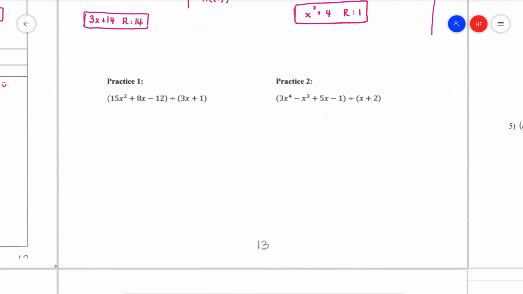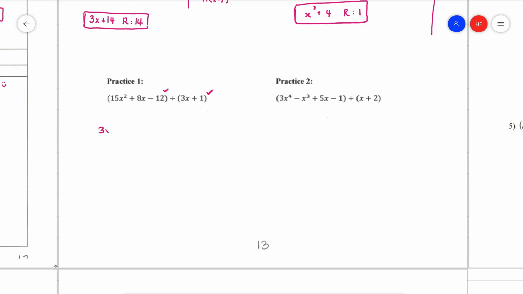And then we're going to do 2 more. We're going to do practice 1 and practice 2 together. So on practice 1, we just got to make sure that all of my powers are here. It starts with 2, then it goes to 1, and then to a constant. So this is good. And then we'll make sure that this is in order, so that x is first. This is good.